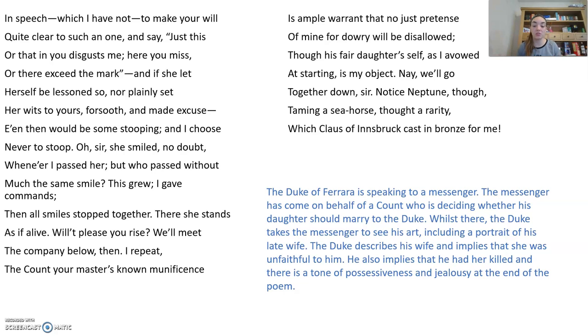The Duke describes his wife throughout the whole poem and implies that she was unfaithful to him. He also implies that he had her killed, so there is a tone of possessiveness and jealousy at the end of the poem. So he sits this messenger in front of the painting and goes, look at my beautiful wife. She was really, really beautiful, but actually she was quite unfaithful. She was quite flirtatious with other men. I believe that she wasn't faithful to me, and therefore you might assume that I had her killed, is basically what he said. Okay.